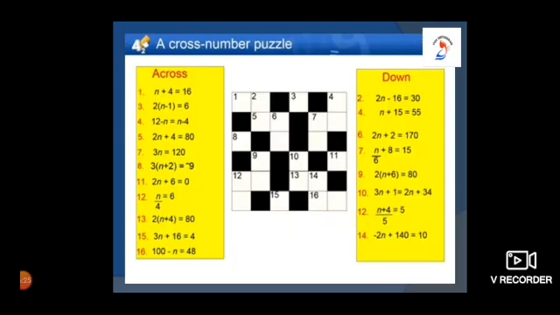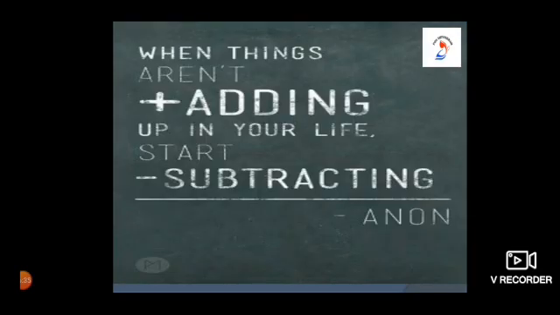I have also given you a cross number puzzle, with questions for across and questions for down. Please try this puzzle also and check with your answers. When things aren't adding up in your life, start subtracting. So to conclude, I have just given an introduction for the next chapter, that is linear equation in one variable.